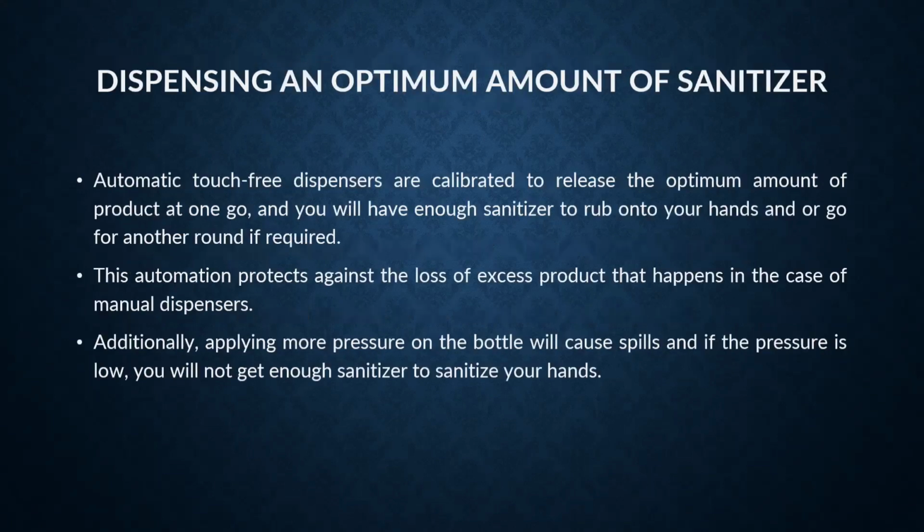Dispensing an optimum amount of sanitizer. Automatic touch free dispensers are calibrated to release the optimum amount of product at one go, and you will have enough sanitizer to rub onto your hands or go for another round if required. This automation protects against the loss of excess product that happens in the case of manual dispensers. Additionally, applying more pressure on the bottle will cause spills, and if the pressure is low, you will not get enough sanitizer to sanitize your hands. Now I welcome Subhadra to continue this.